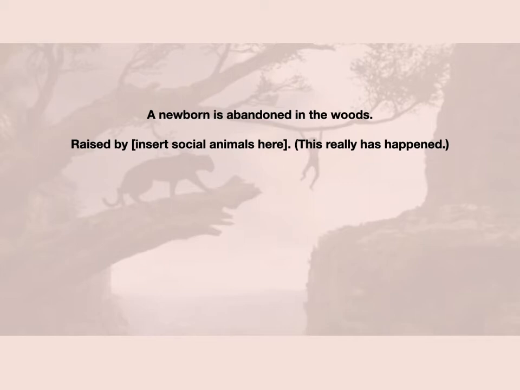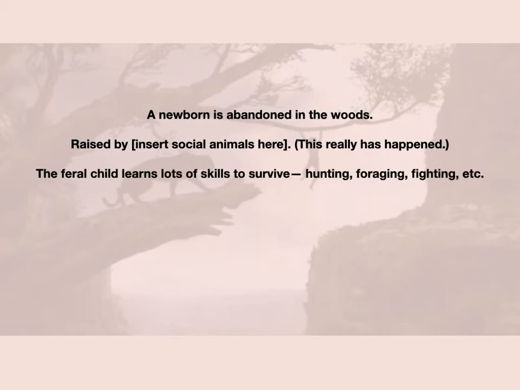Social animals don't necessarily need to eat a human child, and they will end up raising them for no other reason than that they can, right? They're well fed. They don't need to worry about this creature, and the kid learns their ways, right?